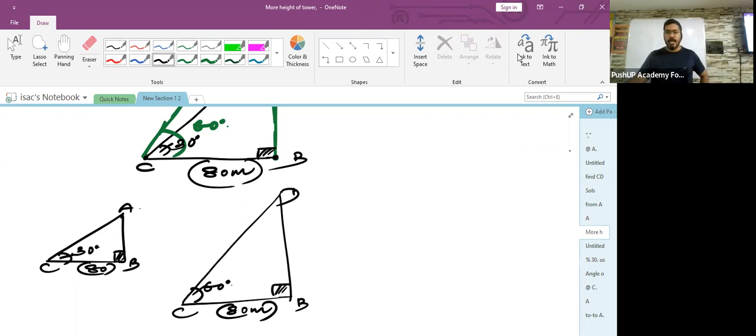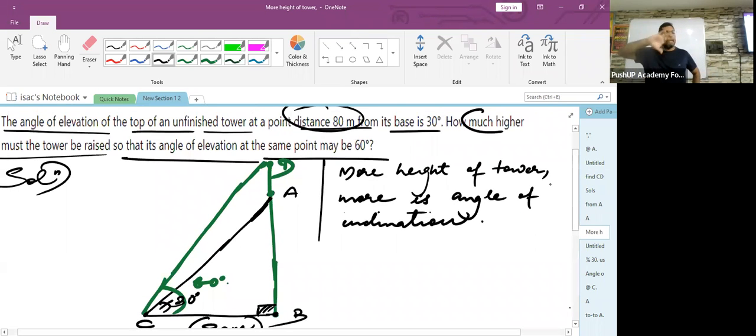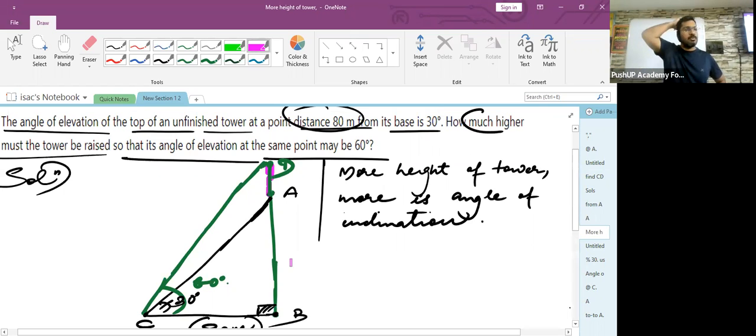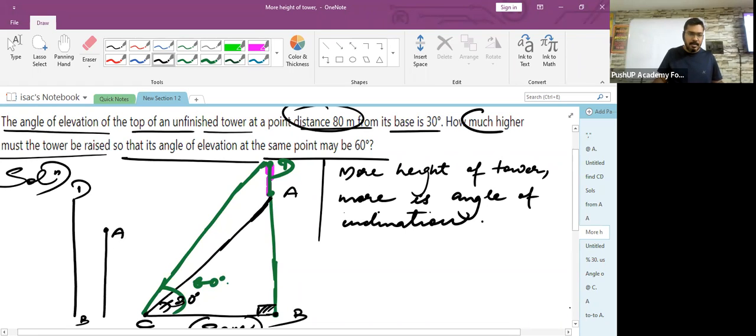Now, let me explain one important point over here. They were asking us to find what? By how much the building should be raised. That means they are asking us to find this value, children, AD, isn't it? That is the height by which the building has to be raised, the value of AD. How can you get the value of AD? Listen to this. This is your DB, right? This is your AB.